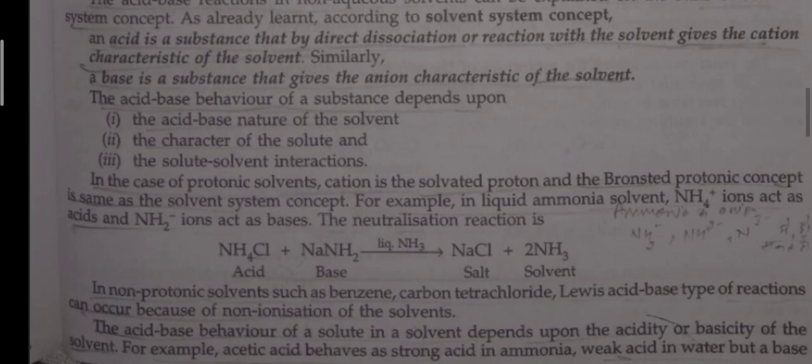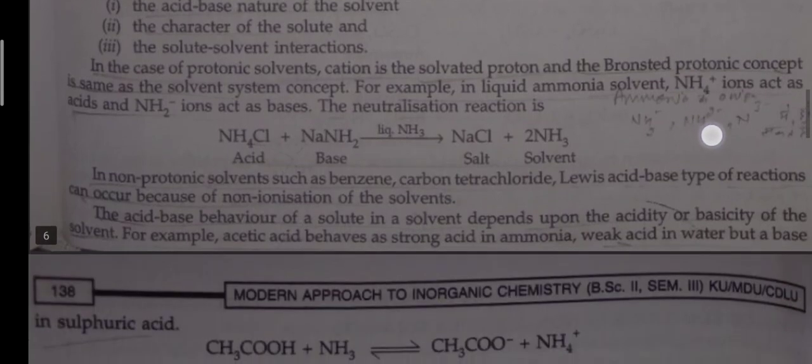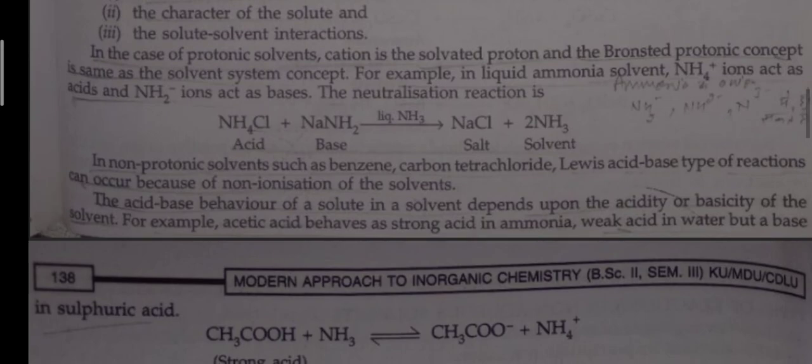The acid-base behavior of a substance depends upon the acid-base nature of the solvent, the character of the solute, and the solute-solvent interaction. In the case of protonic solvent, cation is the solvated proton and the Bronsted protonic concept is same as the solvent system concept. For example, in liquid ammonia solvent, ammonium ion acts as an acid and amide ions act as bases.